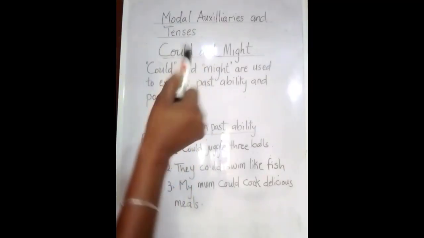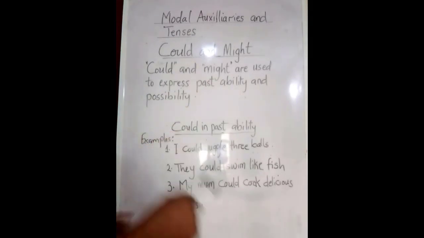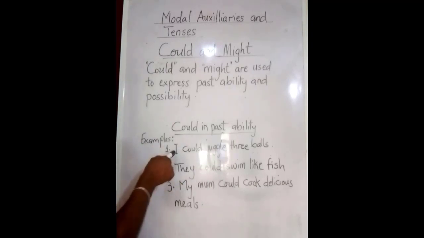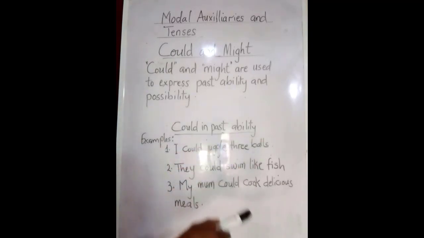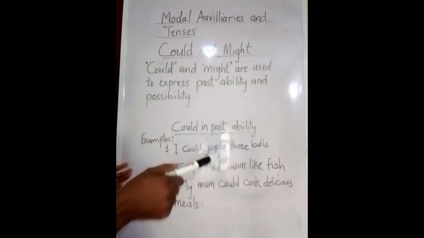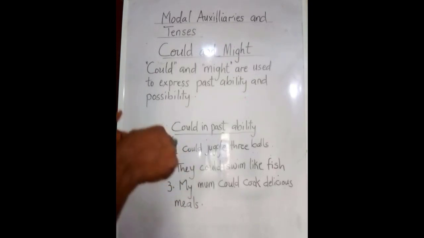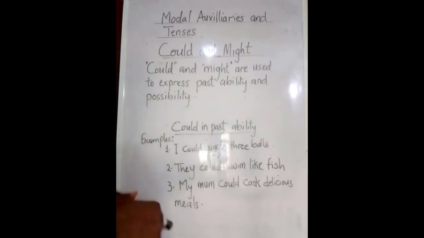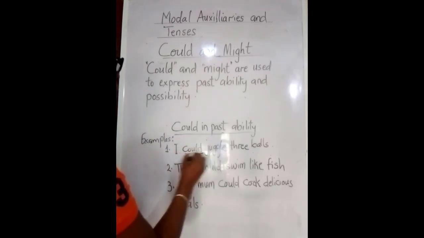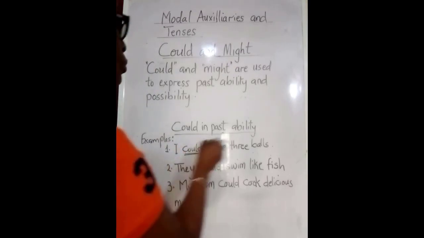So first, let's look at the use of could in expressing past ability, then we move on to might. The first example says, I could juggle 3 balls. I used a similar example when we were considering can in present ability. Remember there we used, I can juggle 3 balls, which indicates that the action is being carried out in the present. Now this one says, I could. The first one, I can. This one, I could juggle 3 balls.